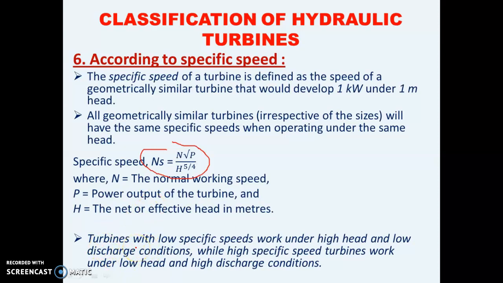Now important: turbines with low specific speed need to have higher heads, that is Pelton turbine, and turbines with high specific speed need to have lower head, that is Francis and Kaplan turbine. Thank you. Here the classification is over.